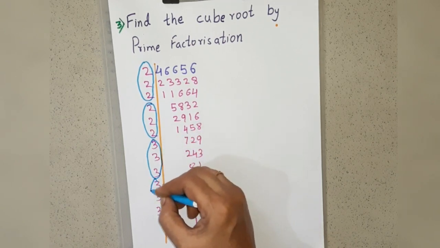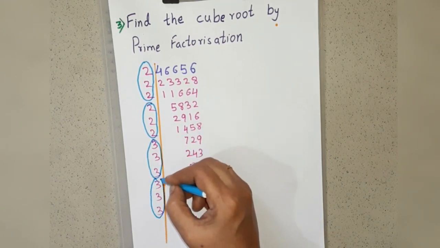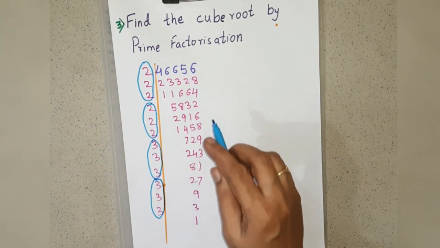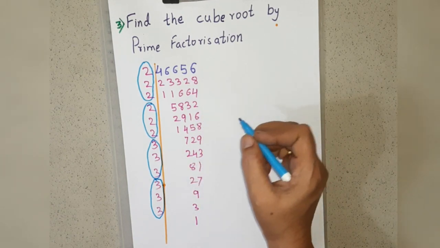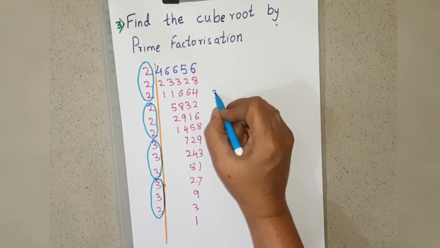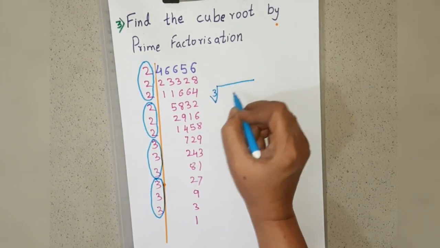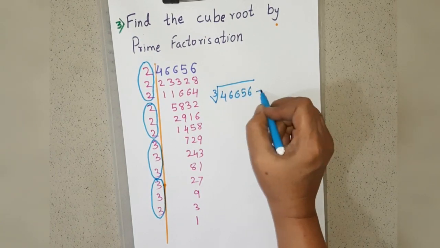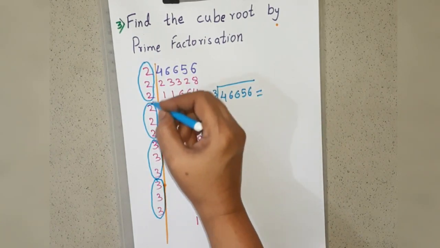We can see that the primes are occurring in groups of 3. So definitely 46,656 is a perfect cube. Now to find the cube root of a number, this is the symbol to write the cube root, children. Cube root of 46,656. Out of this, each of the groups will just lift 1.